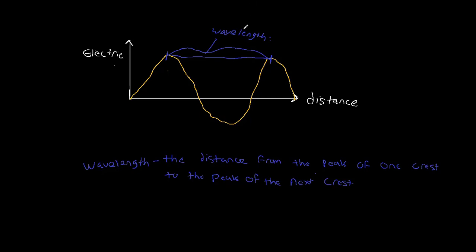The next key concept here is the idea of frequency. So frequency on this diagram would be the idea that if you are standing at a fixed point, say that you were standing right here with a very accurate stopwatch, and we let this wave propagate through you, and you counted the number of times that a peak of a crest passed you by in a given amount of time, that measurement is called frequency.